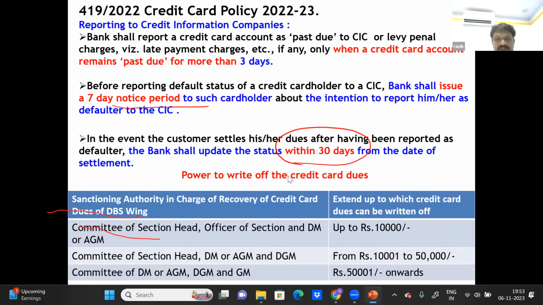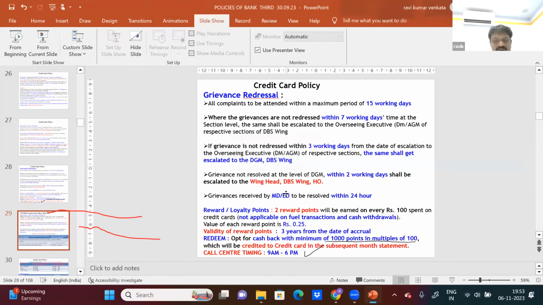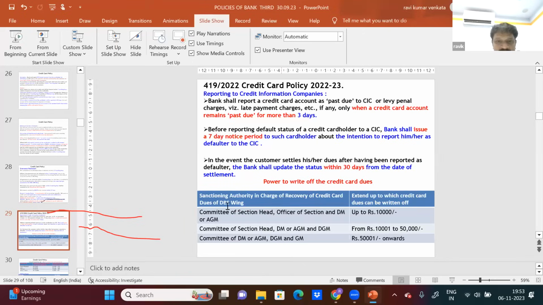Now, powers of credit card dues write-off. If there is any credit card write-off, you have to see the amount. Who is having powers? Sanctioning authorities. Committee section head, officer or section of DM or AGM, he can give credit card dues write-off up to 10,000 rupees. Then DM or AGM and DGM, 10,001 rupees to 50,000 rupees, they can give write-off. DM or AGM, DGM and DGM, they can give 50,001 rupees and above. This is the powers to write off credit card dues. Okay.